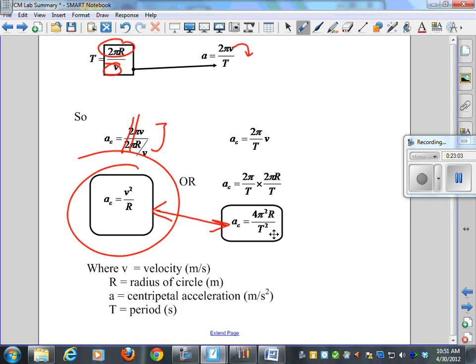Now, here's where the magic happens. Those are in boxes for a reason. You need them. You're going to use those formulas. If nothing else, you need to know those. Where v is the velocity in meters per second, r is the radius of the circle measured in meters, a is the centripetal acceleration measured in meters per second squared, and t is the period measured in seconds.